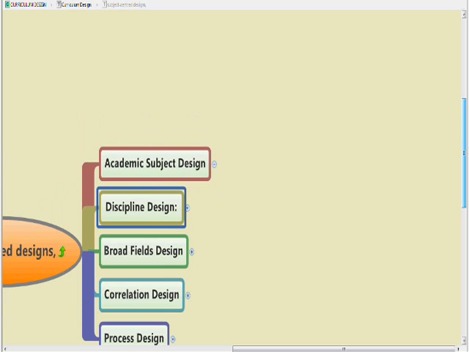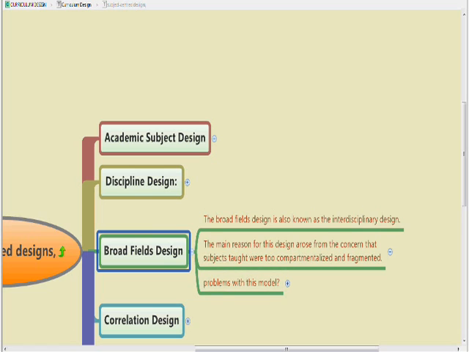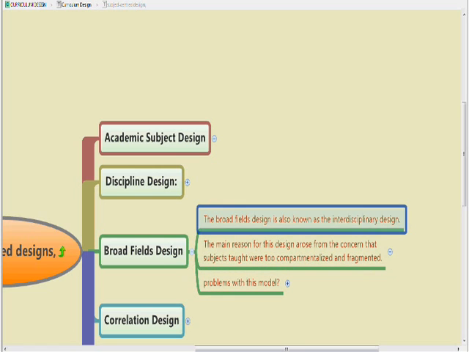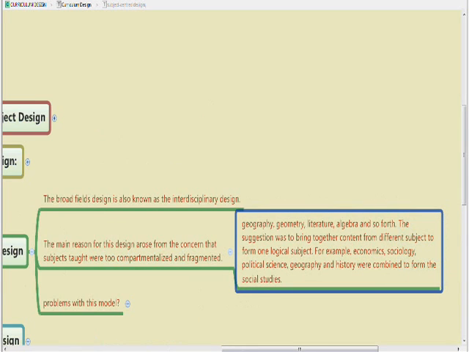Now you have the broad field design. Let's see what I have for you. The broad field design is also known as the interdisciplinary design. The main reason for this design arises from the concept that subjects are taught too compartmentalized and fragmented. Geography, geometry, literature, algebra, and so forth. The suggestion is to bring together content from different subjects to form a logical subject. For example, economics, sociology, political science, geography, and history were combined to form social studies.